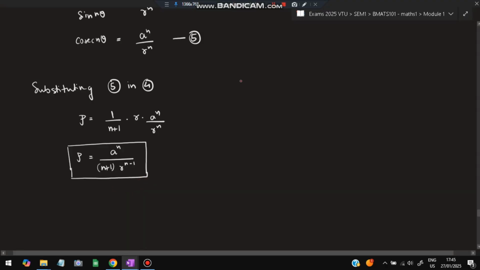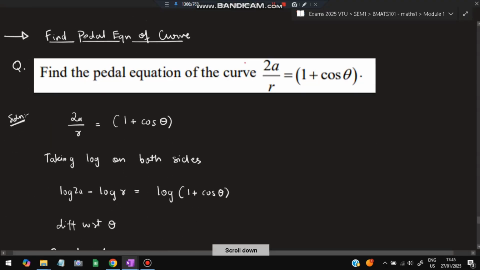Okay, the polar form radius of curvature. Moving on to the last super important topic, which is find the pedal equation of the curve. Okay, this is also a very super repeated concept. Don't miss this one. Finding the pedal equation is pretty simple.